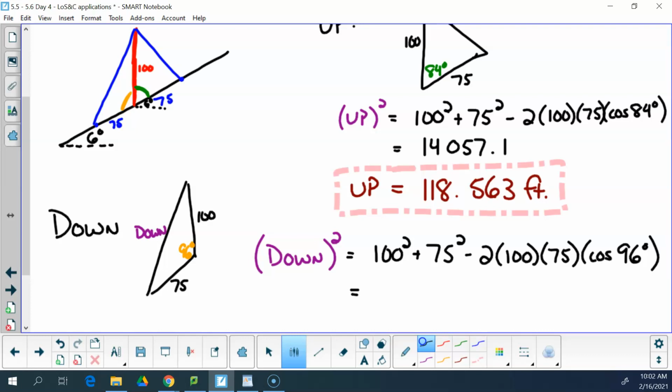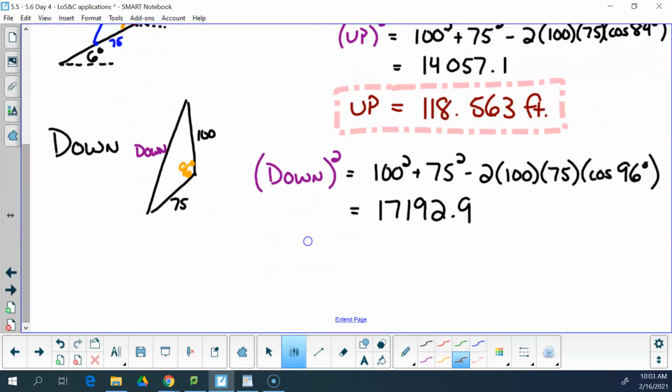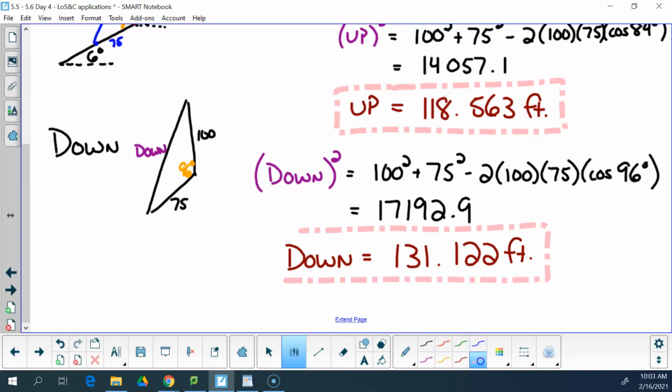And that gives me, when I type that in, 17192.9. So the down wire, or the downhill side guide wire, needs to be 131.122 feet. And again, I rounded to 3. You can round to whatever.